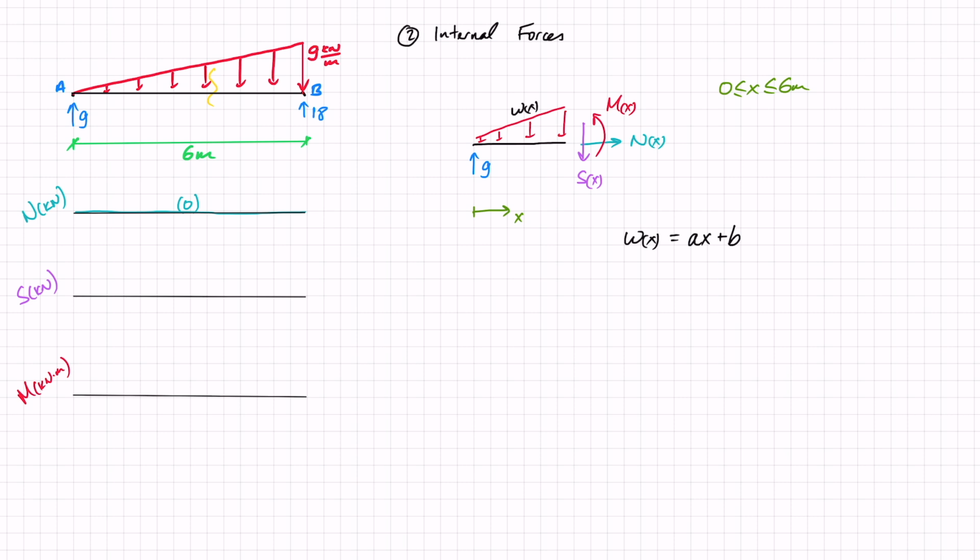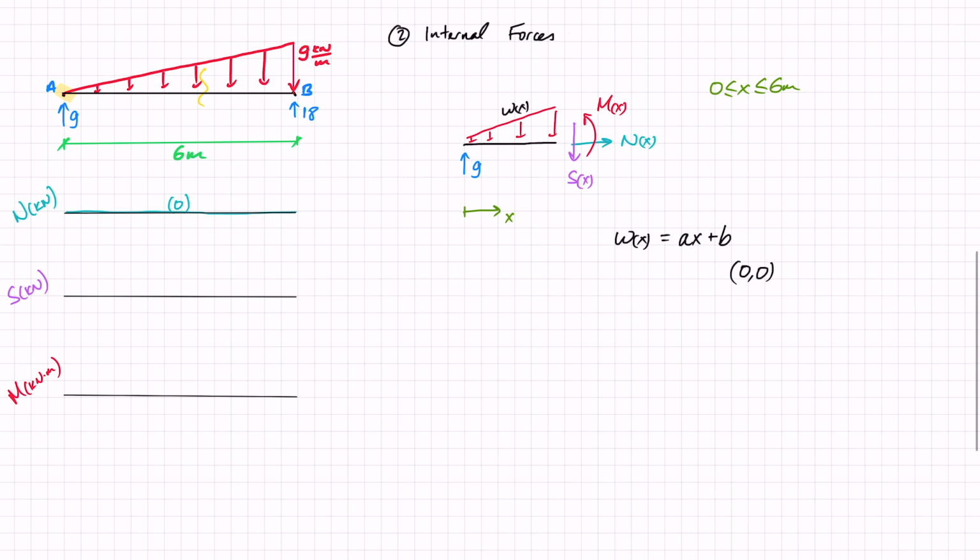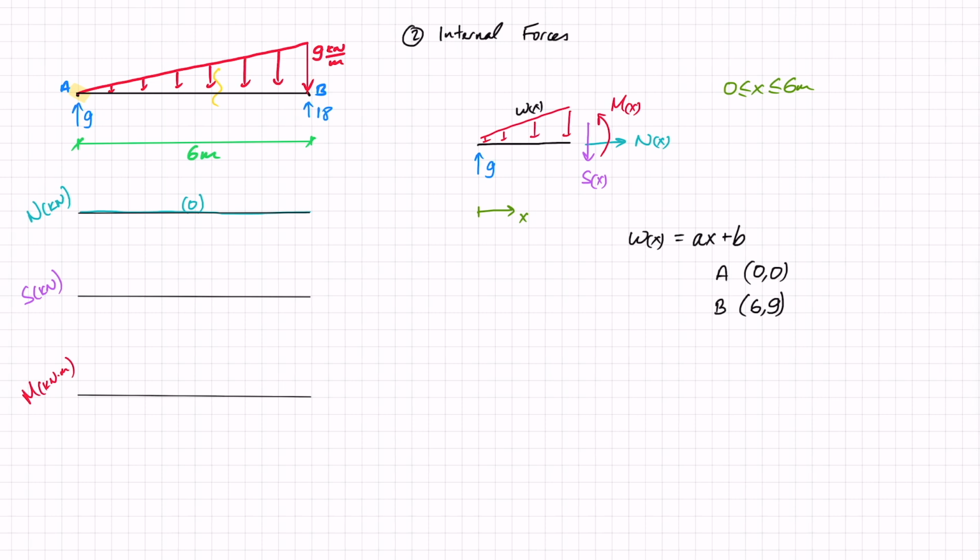Now, I do know 2 points. At point A, I have 0, 0, so when x equals 0, there's also 0 load. That's point A. And I also know what's happening at point B. When I get to 6 meters, my load is 9. Just doing this very slowly, I'll remind you that I just need to substitute these in.